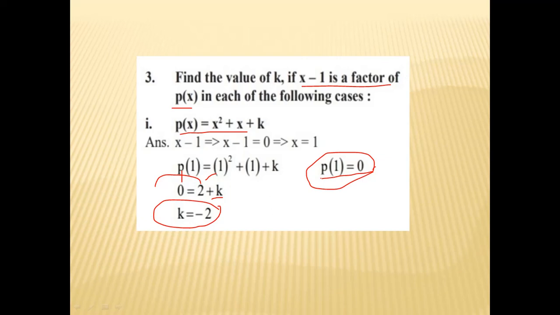In these problems, we have to find the unknown value of k. Already given in the problem, x minus 1 is a factor of p of x. Therefore, x minus 1 is equal to 0, x is equal to 1. Therefore, the value of p of 1 is 0. The remainder is 0. Therefore, we substitute p of 1 is 0, and we get the unknown value.